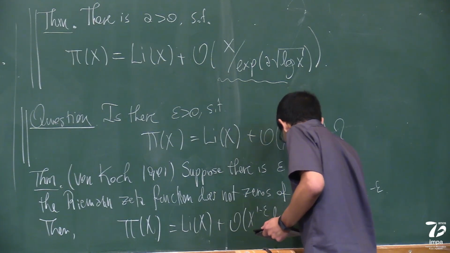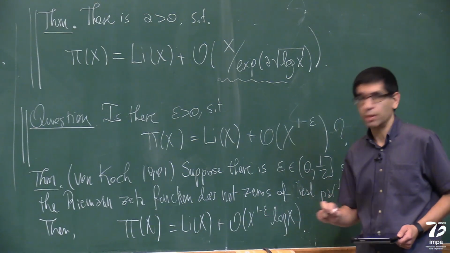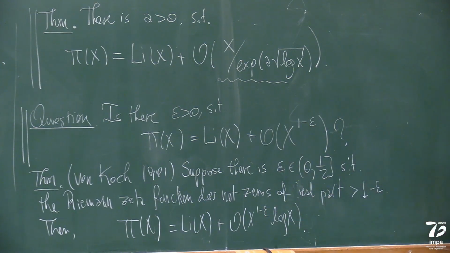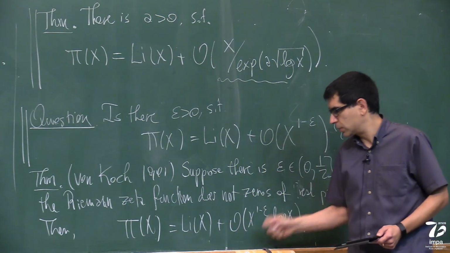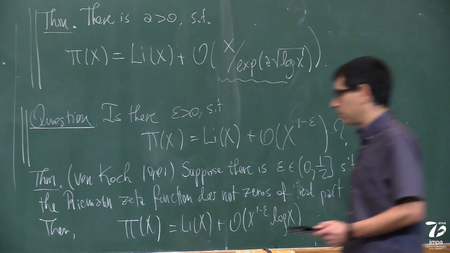You get some log term, but essentially you get a power savings error term of epsilon. So in other words, if you have a zero-free strip for the Riemann zeta function, this translates directly into a power savings error term in the prime number theorem.